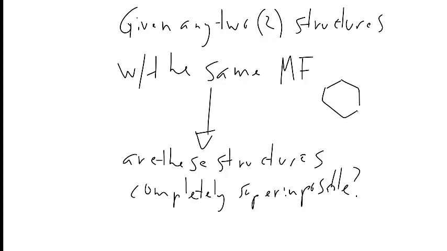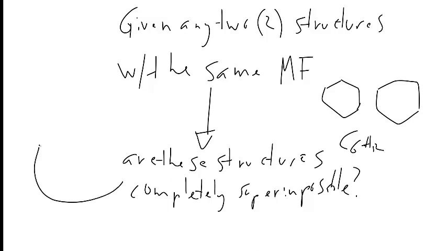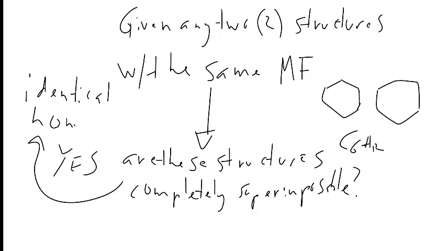To use an example similar to the one we just did, I know it's kind of silly to think about it this way, but if we take a look at these two cyclohexanes, they both are C6H12. Given any two structures with the same molecular formula, these two are definitely the same molecular formula. Are they completely superimposable? When the answer is yes, we have a very, very specific term that we use to describe them, and almost always they're either called identical or, less commonly, but sometimes you see in the literature, homomers.